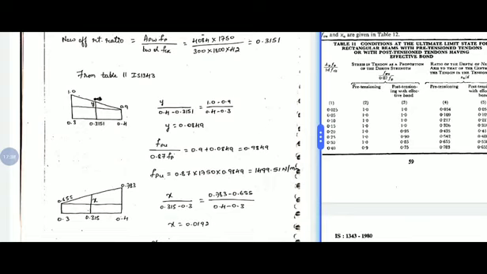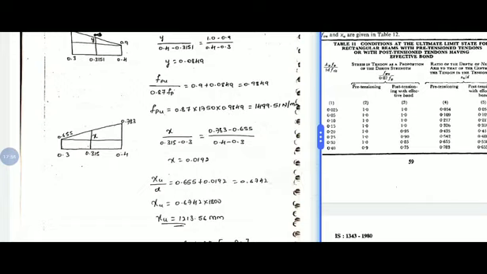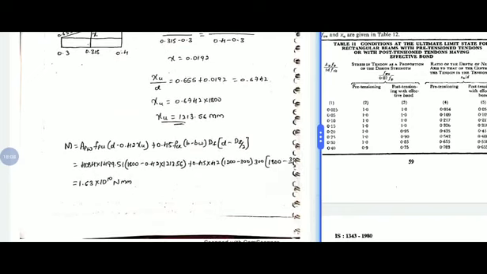On interpolating for FPU, we will get FPU by 0.87 FP ratio as 0.9849. On simplifying we will get FPU as 1499.51 Newton per mm square. For XU by D ratio, on interpolating we will get 0.6742 and XU value as 1213.56 mm. On substituting the values in the moment equation, we will get the ultimate flexural capacity of the member as 1.63 into 10 power 10 Newton mm.